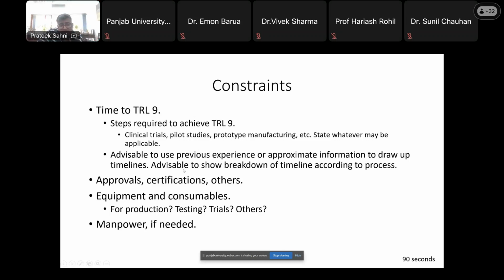If any of you have previous experience in bringing a technology to market or getting a technology licensed by the industry, use that. Approximate information is also good enough to draw up a basic picture of the timeline.